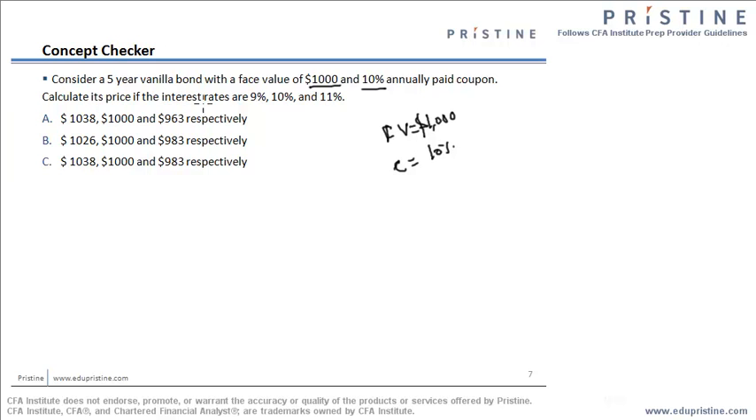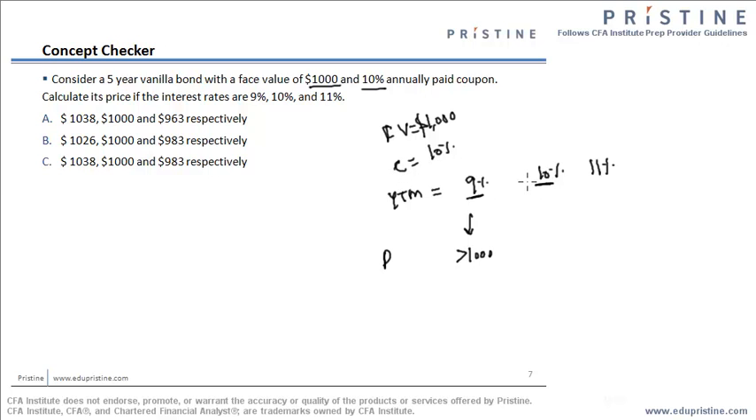Calculate its price if the interest rates are 9%, 10%, 11%. So we have three scenarios for yield to maturity: 9%, 10% and 11%. We know that whenever yield to maturity is less than the coupon, the price has to be greater than the par value. So in this case, the price would be greater than 1,000.